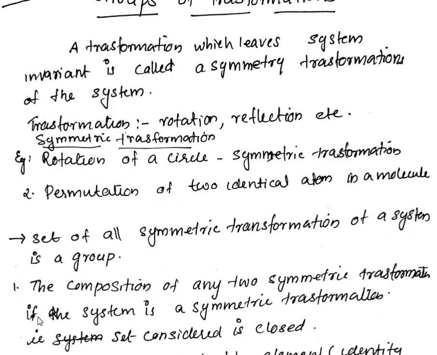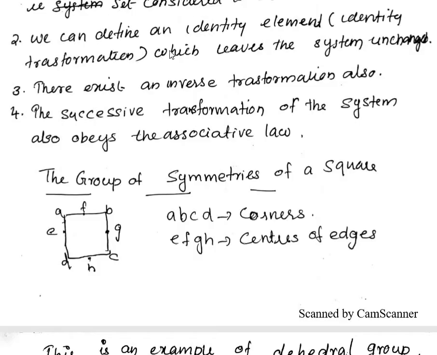Every group of symmetric transformations has an identity transformation, or identity element. We can define an identity transformation which leaves the system unchanged. Also, there should exist an inverse transformation in this group, and the successive transformations of the system also obey the group properties.